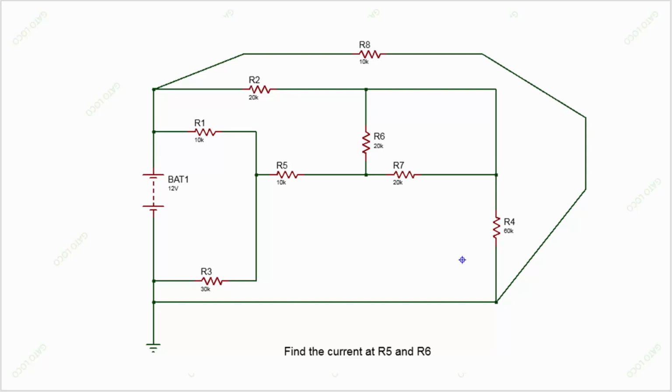So the question is, find the current that goes through R5 and the current that goes through R6. So here it is. Find this current. That's the question for the problem. Find the current that goes here, I5, and find the current that goes through I6.